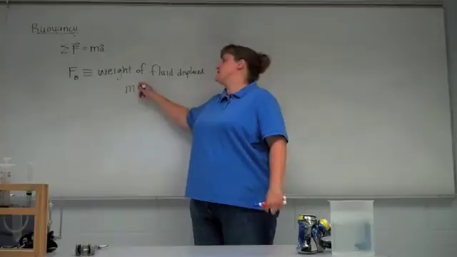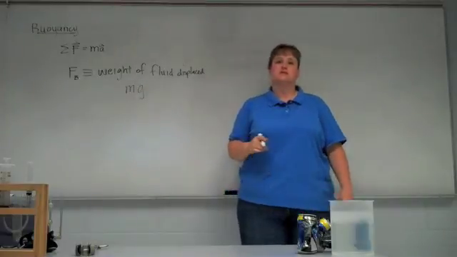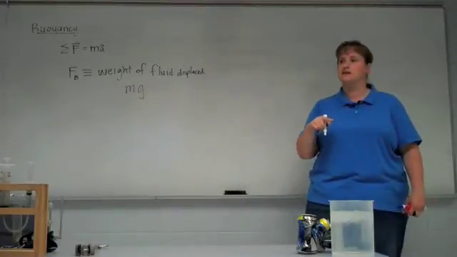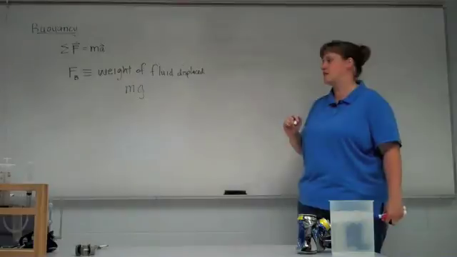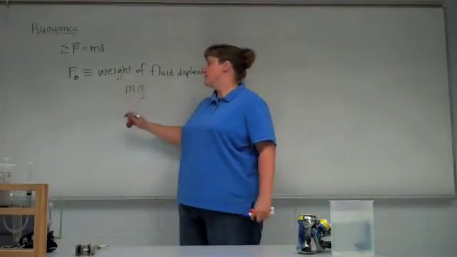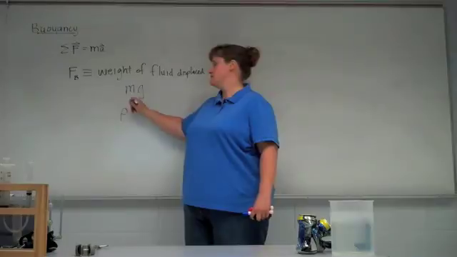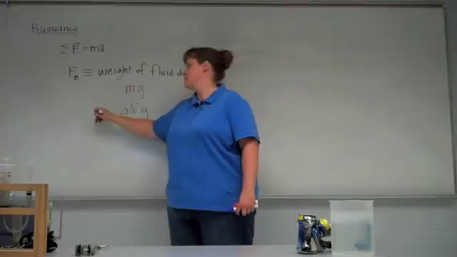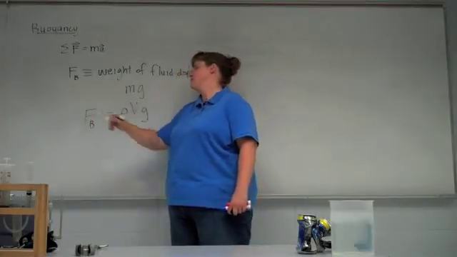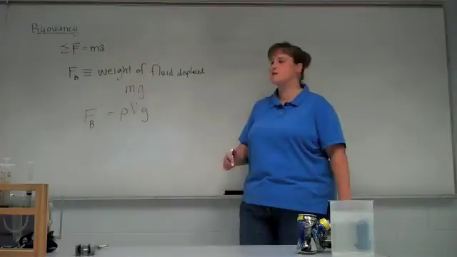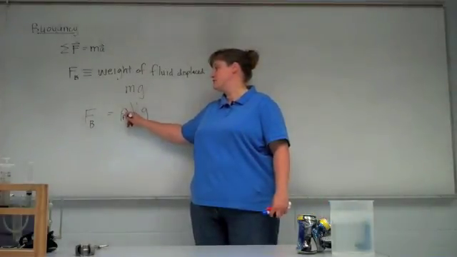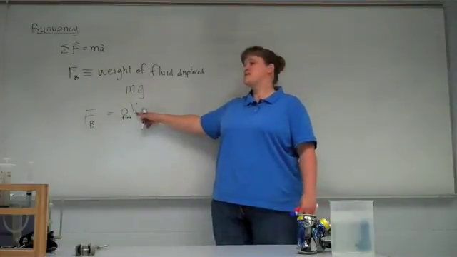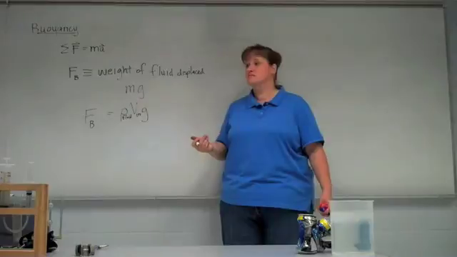We know weight is mg. So if we can figure out the mass of the water that got out of the way, then we can certainly find the force, the weight of the water that got out of the way. Mass is density times volume. So the buoyant force is equal to the density of your fluid, whatever the fluid is that you're in, times the volume that's actually in.